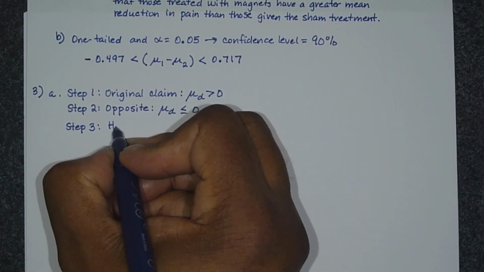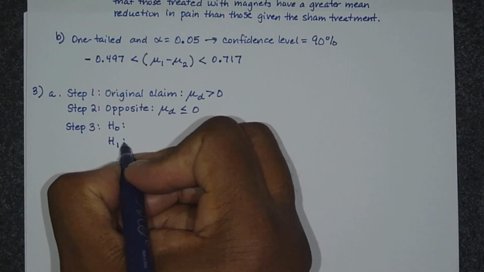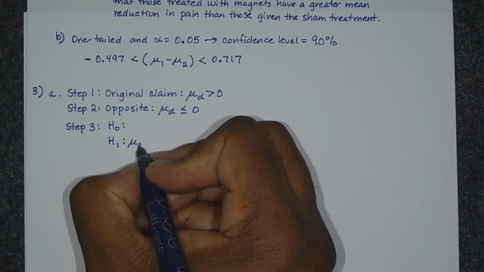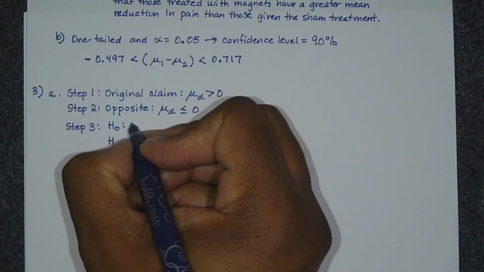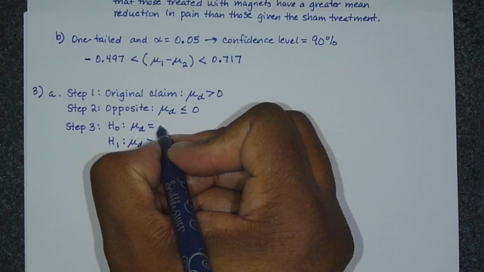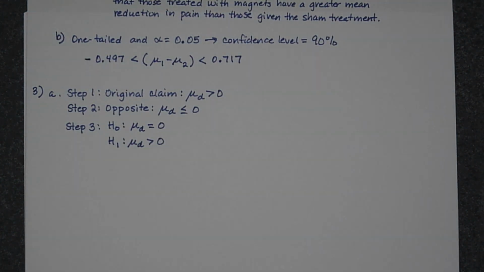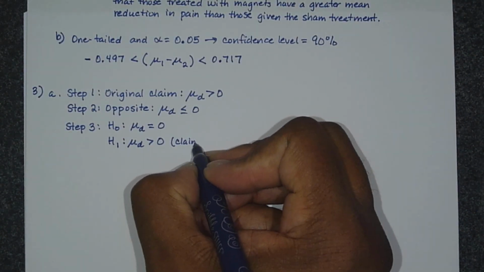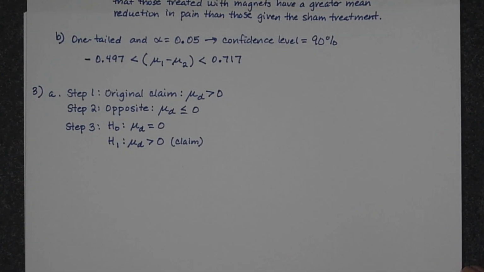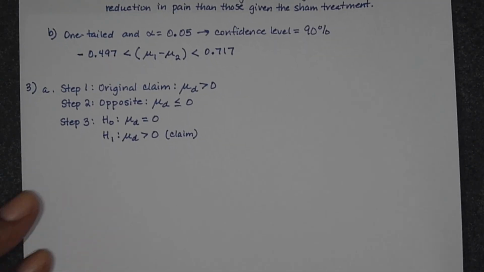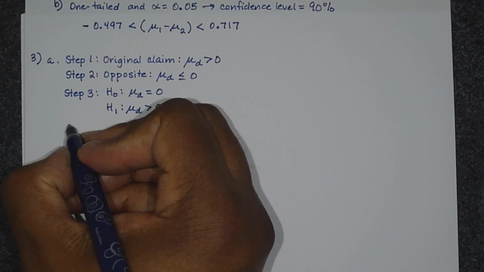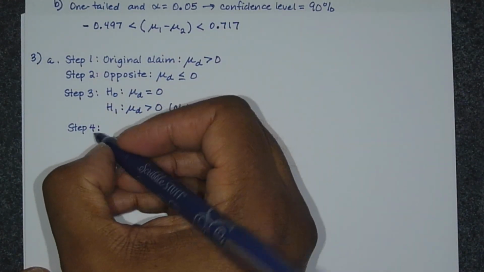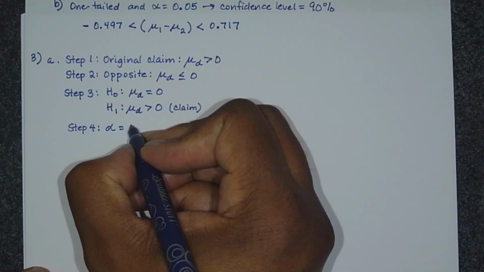And then step number 3 is your null and alternative hypothesis. So which one of these will be your alternative hypothesis? Greater than 0. Yep, mu sub d is greater than 0. The null, mu sub d is equal to 0. And that mu sub d is greater than 0, that's going to be our claim. So I might as well make a note of that. And then step number 4 is your level of significance. What's your level of significance here? 0.01.